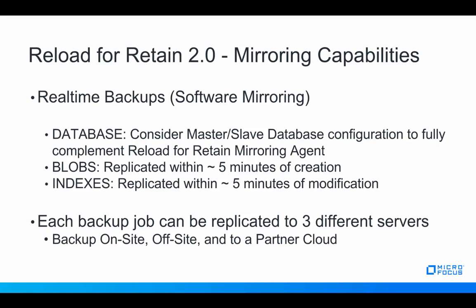We need to replicate data, and so it replicates those blobs, and it replicates any modified indexes too. And then you can mirror that data to that same mirroring agent, and it can replicate to 3 other servers, or 3 servers basically. And so that's a super powerful feature. So not only mirroring to 1, but 3.